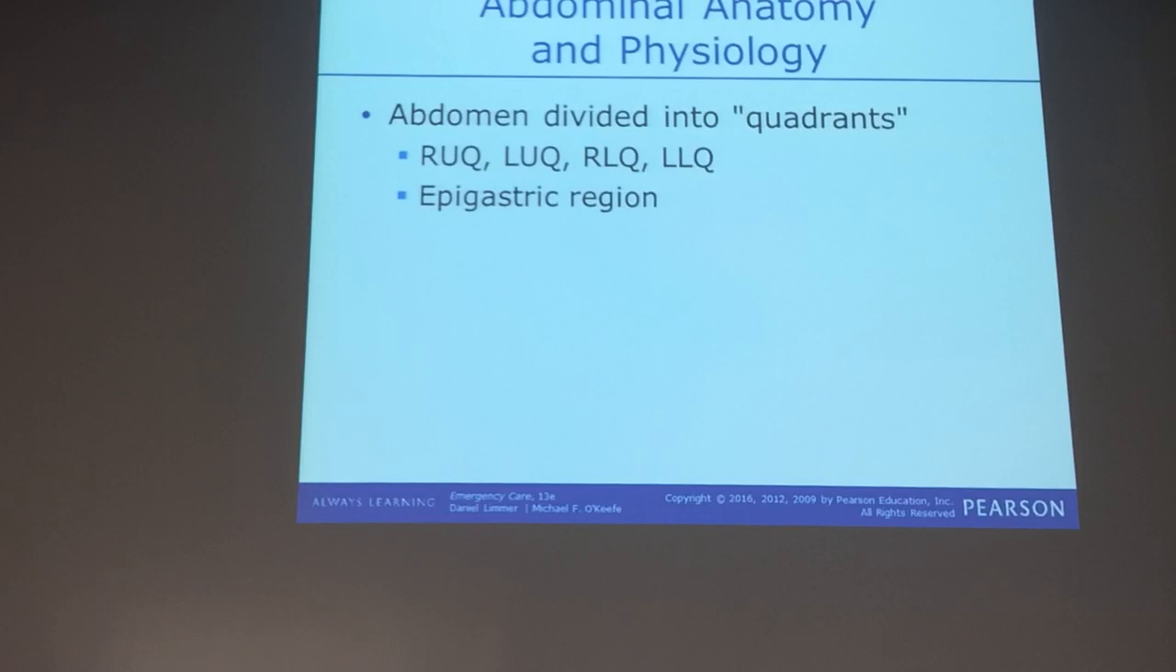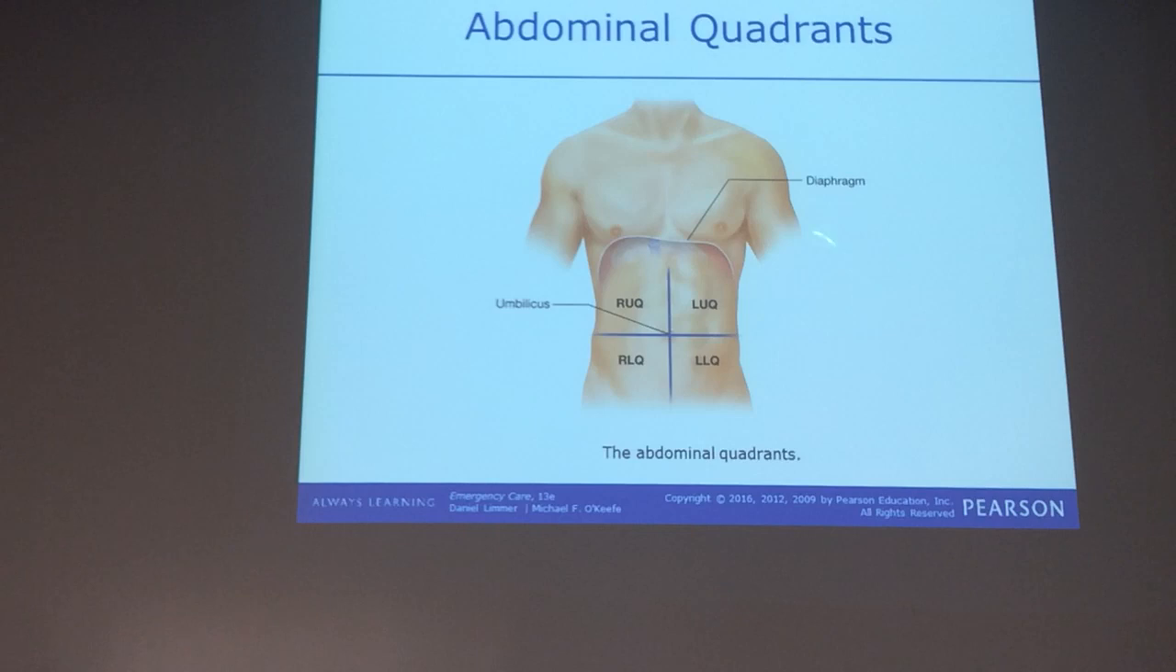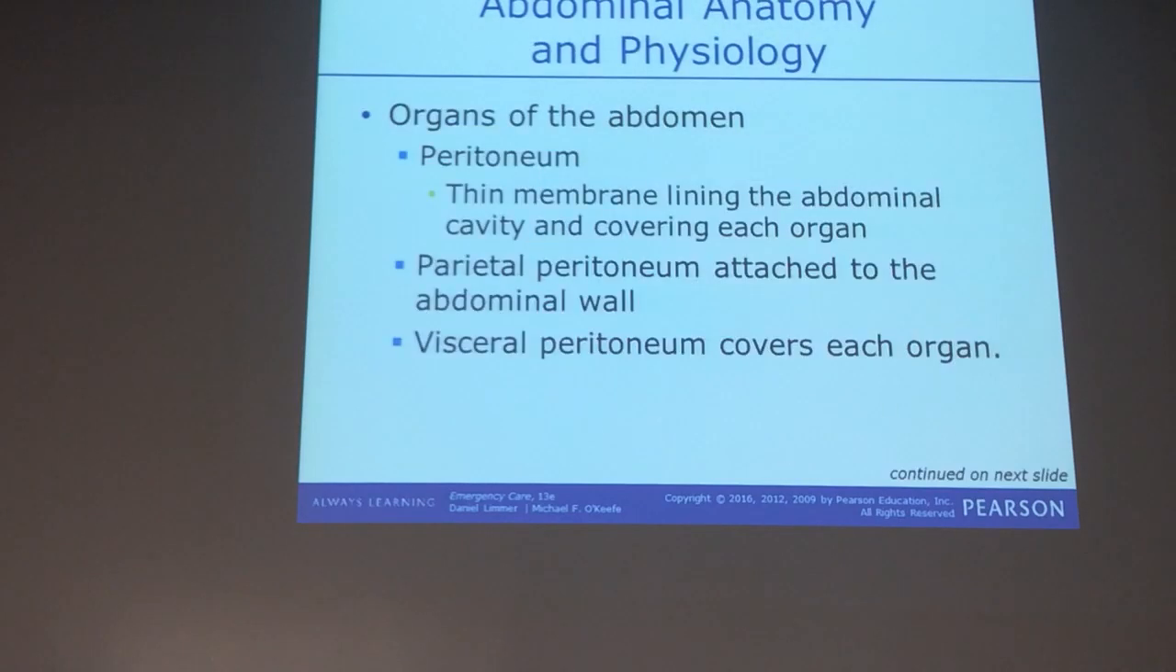So our abdomen is divided into 4 quadrants. There's the right upper quadrant, left upper quadrant, right lower quadrant, left lower quadrant. Okay? And there's that. And then you have the umbilicus kind of meeting them all together there. So we've got different organs in the abdomen.